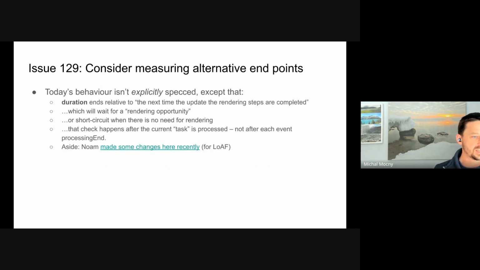So in the spec, today's behavior isn't explicitly spec'd for how we do this fallback. We usually just say that the duration is relative to the next update the rendering opportunity, but you might not have a rendering opportunity and you might fall back. I pointed out some stuff here, and I know, Noam, you made some changes to the spec in terms of rendering stages, and I haven't audited to see if there's anything interesting that we can hook into there. But that's not such a big deal.